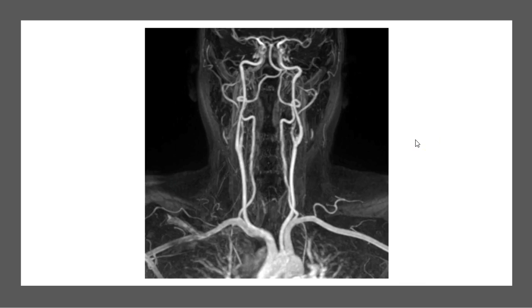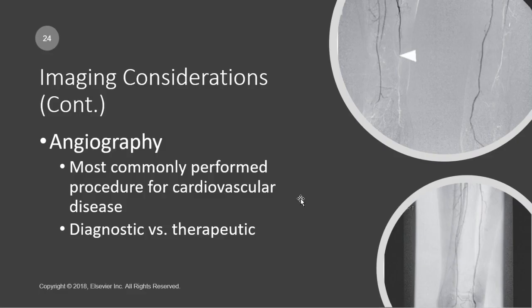This is an MRA of the carotids before we manipulate the image and cut out all the unnecessaries. So we'll take this, we'll spin it, we'll cut it out, we'll spin it, we'll cut it. So it's just the coronary carotid arteries. I'm sure you guys have seen that already. So angiography, so we can send them to the angio suite, and it's the most commonly performed procedure for cardiovascular disease, and we can do diagnostic where we can just check and see what's going on with the patient, or we can actually do therapeutic where we treat the patient at the same time.